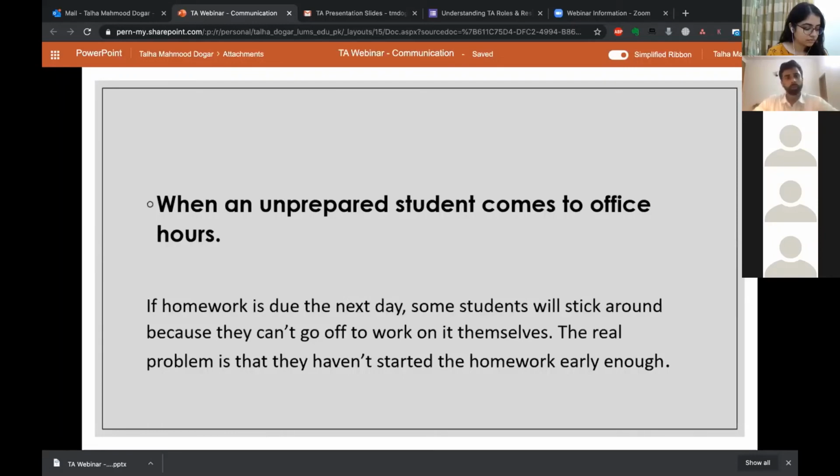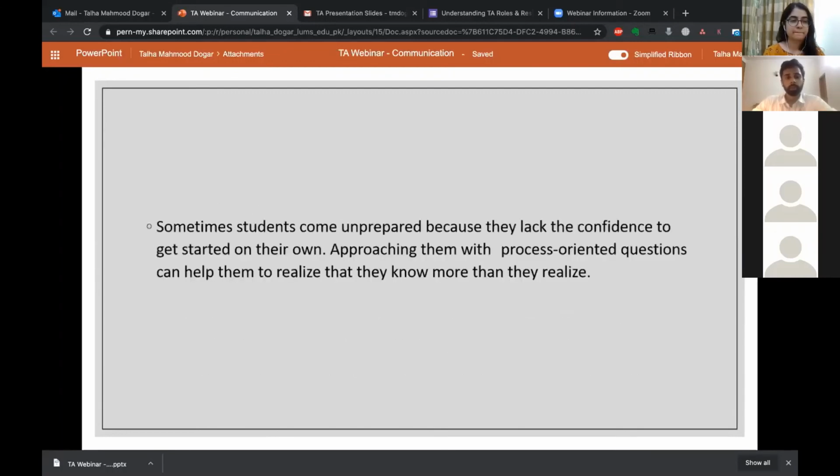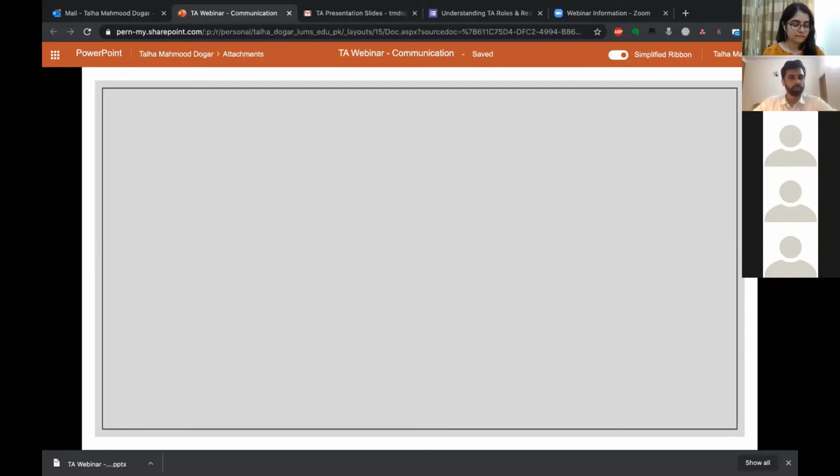Most people are not doing it because they're lazy. Some people just have an initial threshold that they have to overcome in order to begin an assignment, and they're just unable to overcome that. And that's why they're there. That happened to me quite frequently. So asking them probing questions is a good idea to get them started, instead of investing so much of your time.